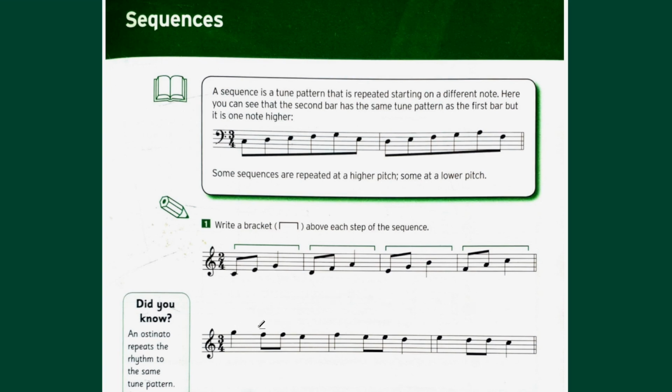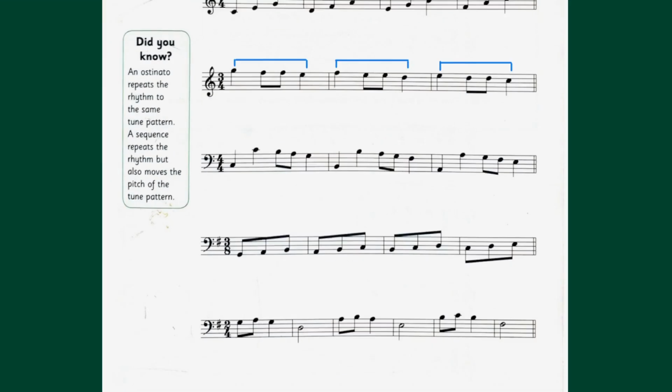So you have a crotchet, 2 quavers and a crotchet, 2 quavers and a crotchet on every bar. So you can see this whole melody has shifted one step lower each time. So the first pattern starts on G, next pattern starts on F, and the next pattern starts on E. So all you have to do is bracket the sequence and show it as it is. Let's take a look at the next.